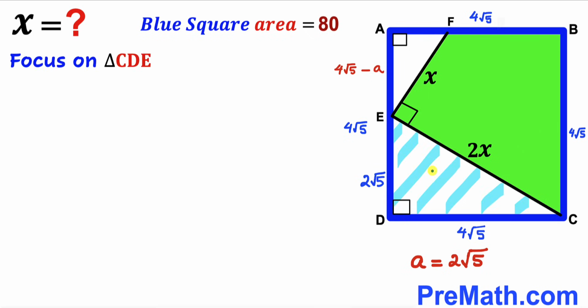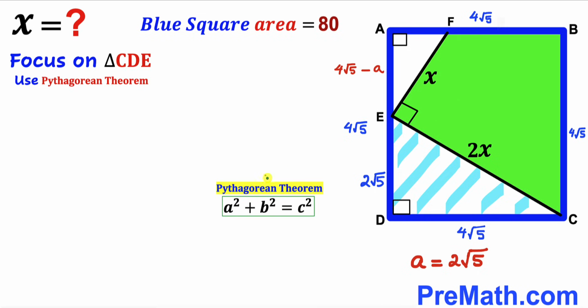Now we are going to focus on this right triangle CDE, and apply the Pythagorean theorem on this triangle to solve for x. Here's our Pythagorean theorem: a squared plus b squared equals c squared. In our case, our hypotenuse is 2x, whereas our two other legs are 4 times the square root of 5 and 2 times the square root of 5. Let's fill in the blanks: 2 times the square root of 5, whole squared, plus 4 times the square root of 5, whole squared, equals our hypotenuse 2x, whole squared.